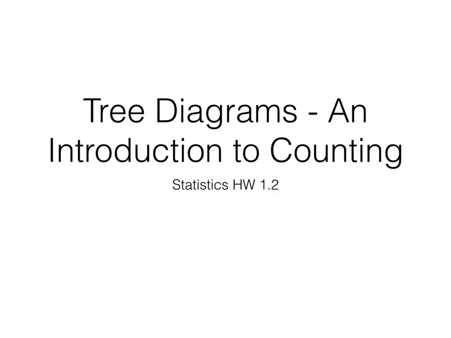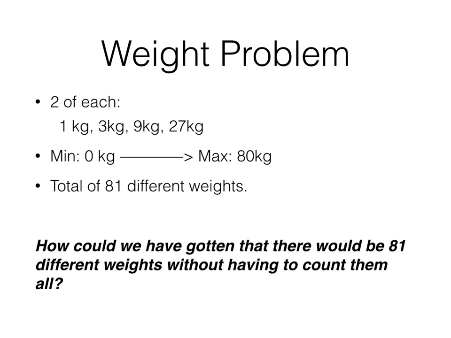So today we're going to look at tree diagrams, an introduction to counting. We looked at the weight problem the other day, and we had two of each type of weight: a 1 kilogram weight, 3 kilogram, 9 kilogram, and 27 kilogram weight. And when you had two of each of those types of weights, you realized that you could get 0 kilograms all the way up to 80 kilograms, and you could get every whole number in between 0 and 80 for a total of 81 different weights.